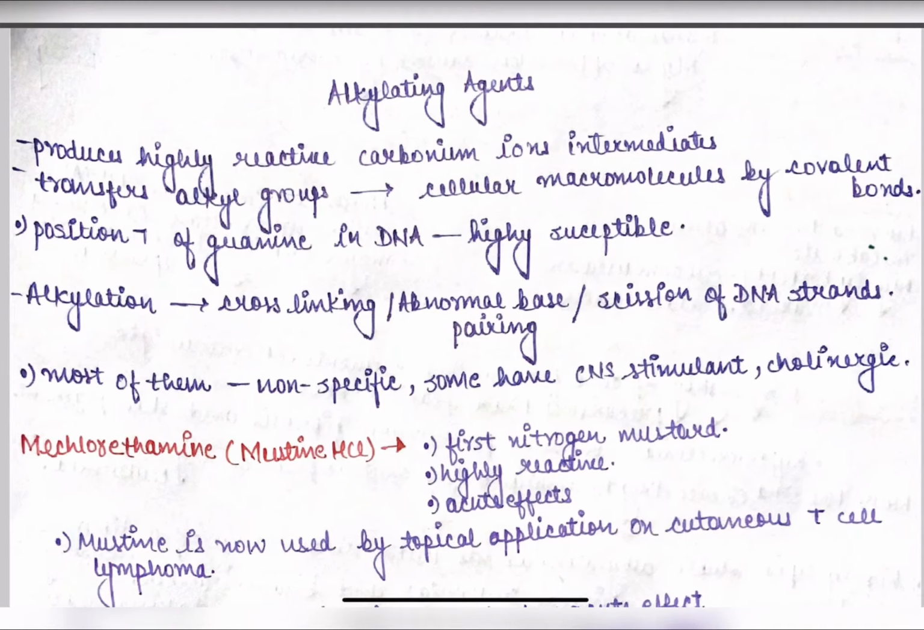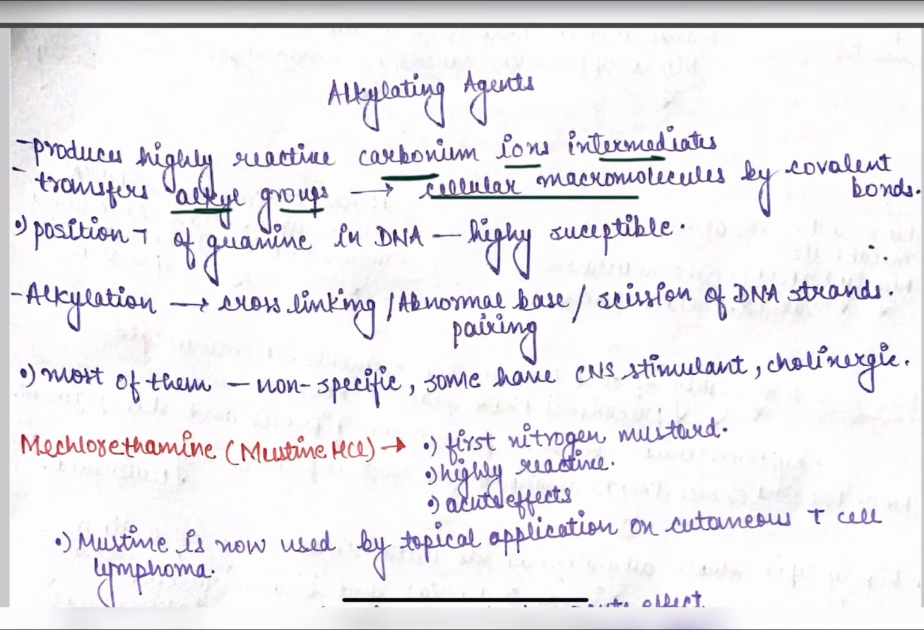So in this video, we will be discussing anti-cancer drugs, and the first group we will be discussing is alkylating agents. So what do these compounds do? They produce a highly reactive carbonium ion intermediate, okay? And what does this intermediate do? They transfer the alkyl group to the cellular macromolecule and they form a covalent bond, okay?